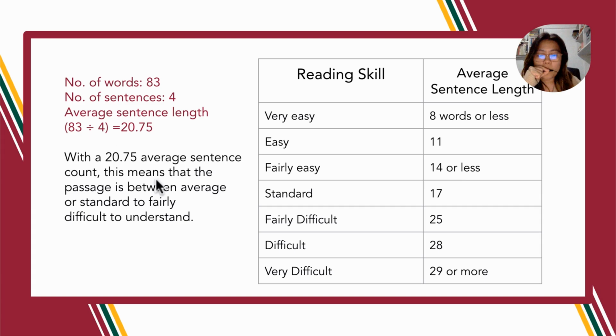Now, 20.75, where does it land on our scale? On the left part we have the reading scale and the average sentence length. In every reading scale, there is an equal measurement for the sentence length. If it's 8 words or less, it is very easy; 11 is easy; 14 or less is fairly easy, and so on and so forth. So with the 20.75 average sentence length, the passage lands between average or standard, fairly difficult, to difficult.